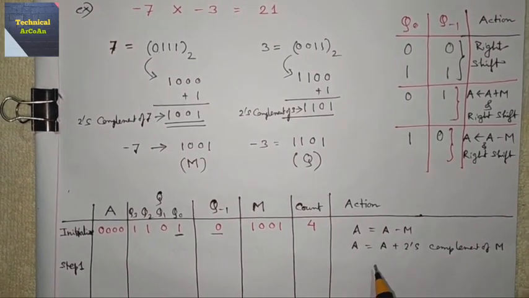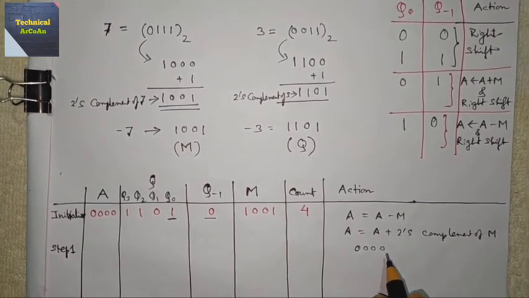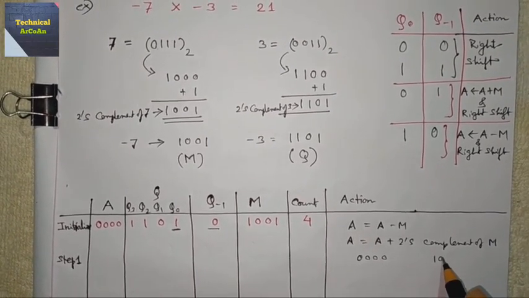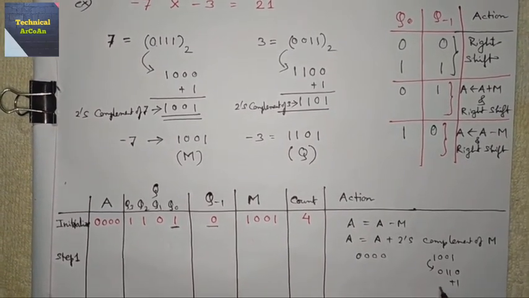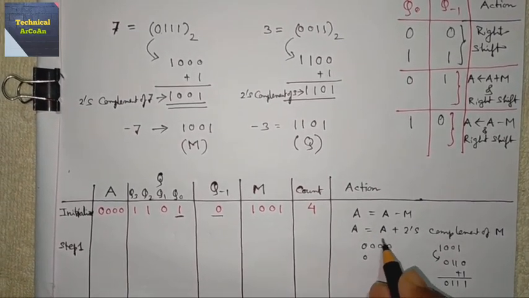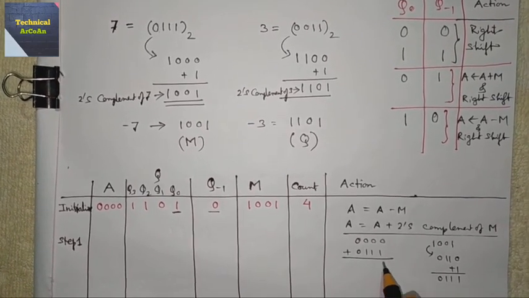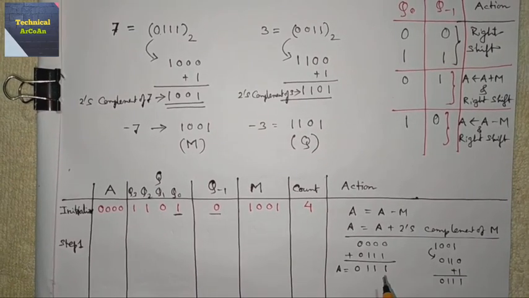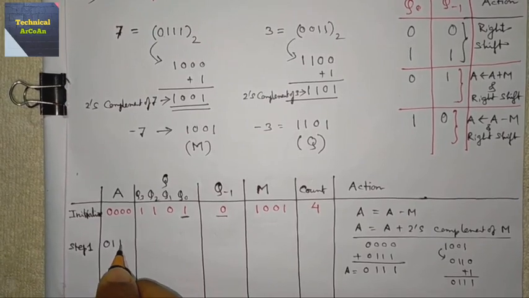Okay, now what is your A? A is your 0 0 0 0, right? And now what is your M? M is 1 0 0 1. So 1 0 0 1, now complement it, meaning 1's complement, so 0 1 1 0, and add 1, so what will be 0 1 1 1. Okay, now we add this according to this line, so 0 1 1 1 will be added, and what you get is 0 1 1 1. So the new A value will be 0 1 1 1. So we just put into that particular step 0 1 1 1.